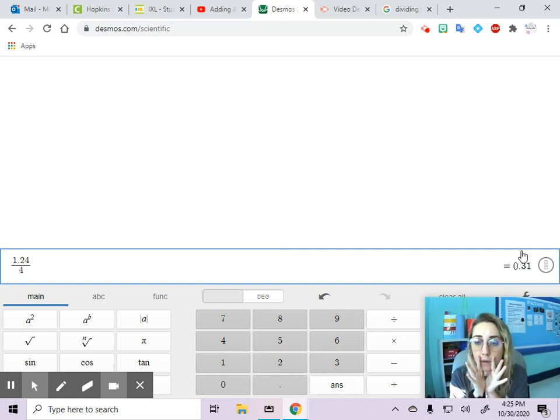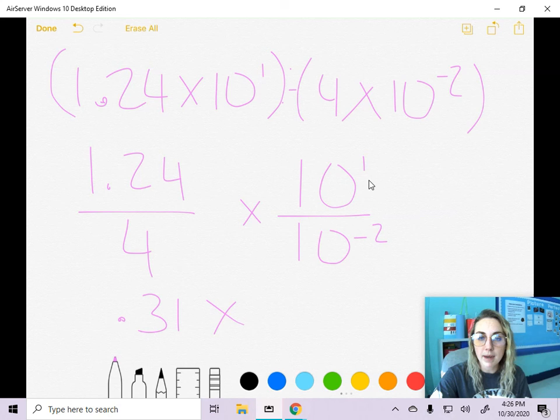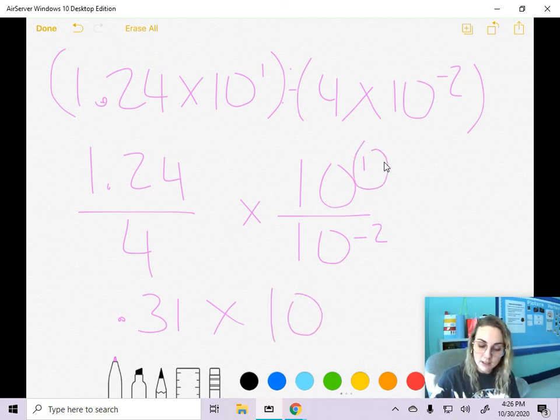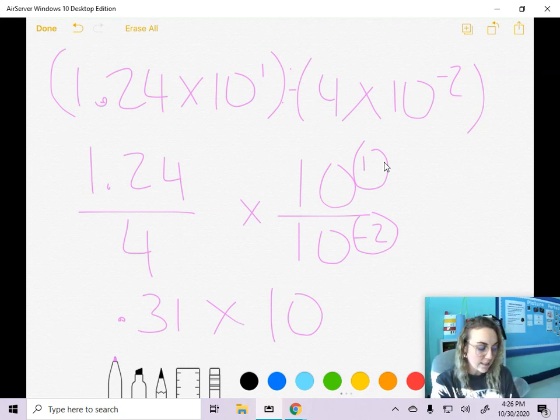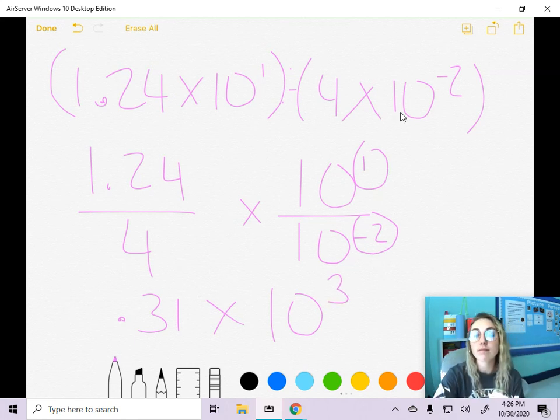Notice this will not be in proper scientific notation, so we will have to change the answer. And then we're going to multiply that by 10. Again, we just have to subtract the numerator exponent by the denominator exponent. 1 minus negative 2 is the same as 3, because 2 negatives make a positive, so that would be the same as 1 plus 2, so that would be a 3.